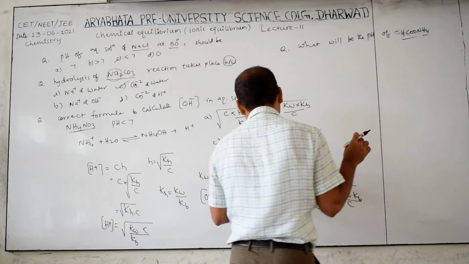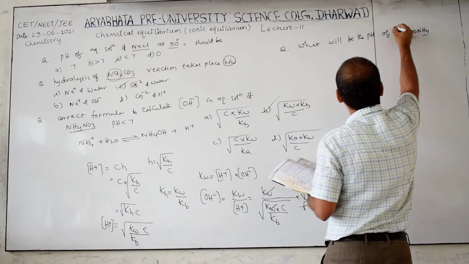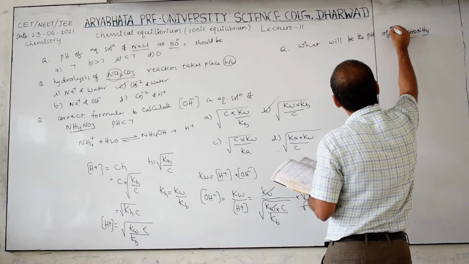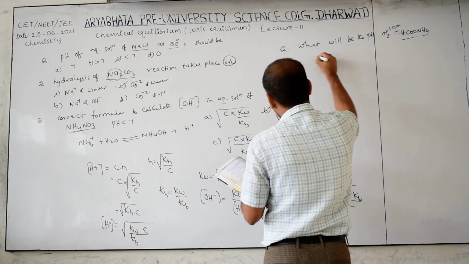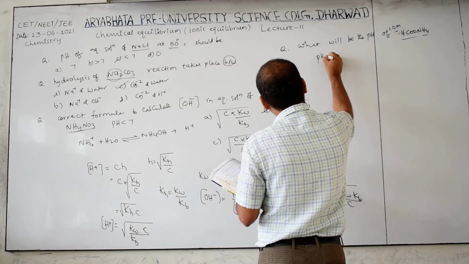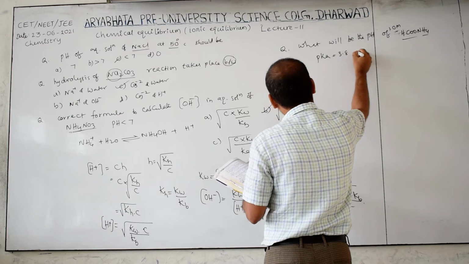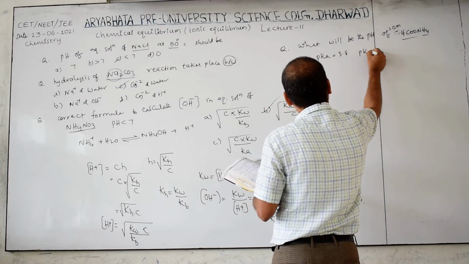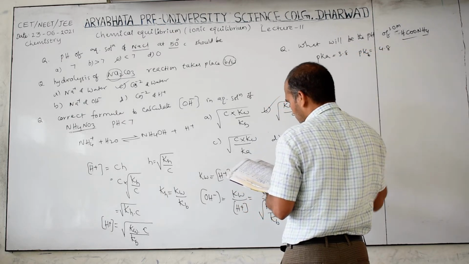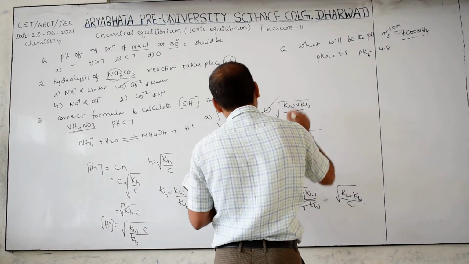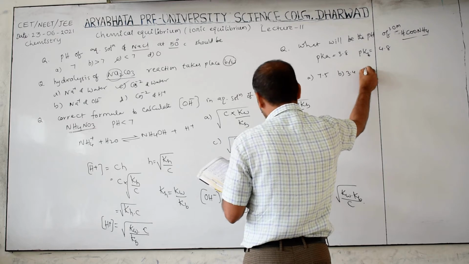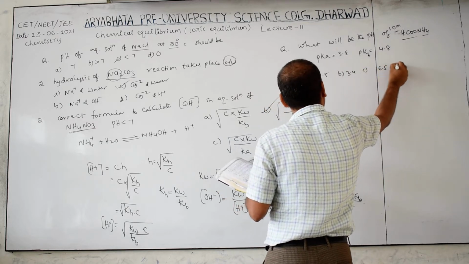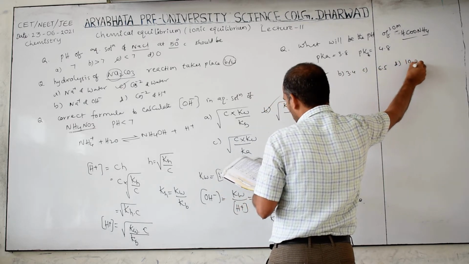What will be the pH of the aqueous solution? Here the concentration is also given, 1 M. And in the question, pKa is equal to 3.8 and pKb is equal to 4.8. The options given are A 7.5, B 3.4, C 6.5, D 10.2.